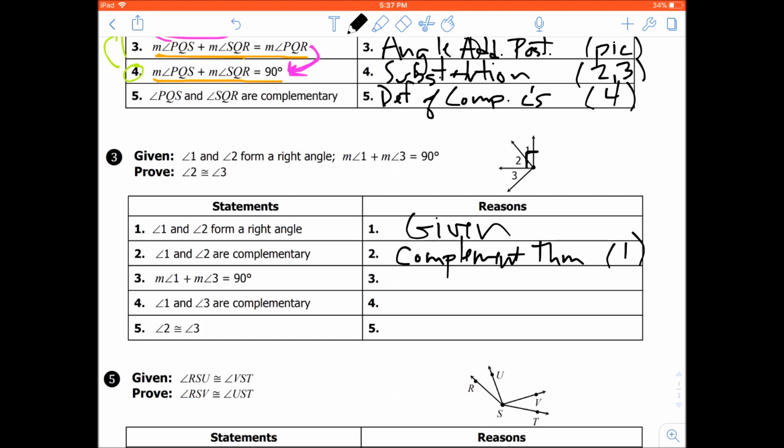Well, I don't have it marked in my picture. I don't think it comes from any of my previous steps, because guess what? These previous steps here, those are all about 1 and 2. Now I say 1 plus 3 equals 90. Oh, look, that's the second half of my given that I haven't used yet. So this is given as well.